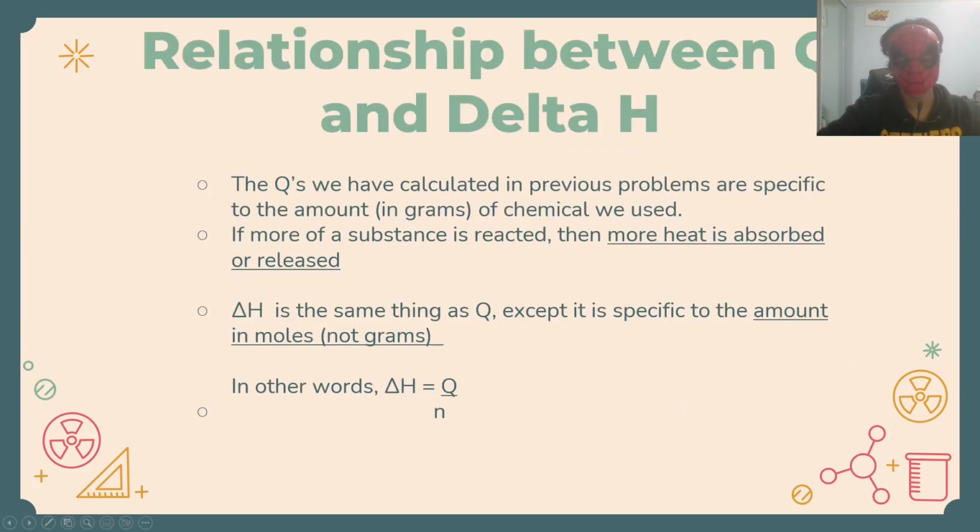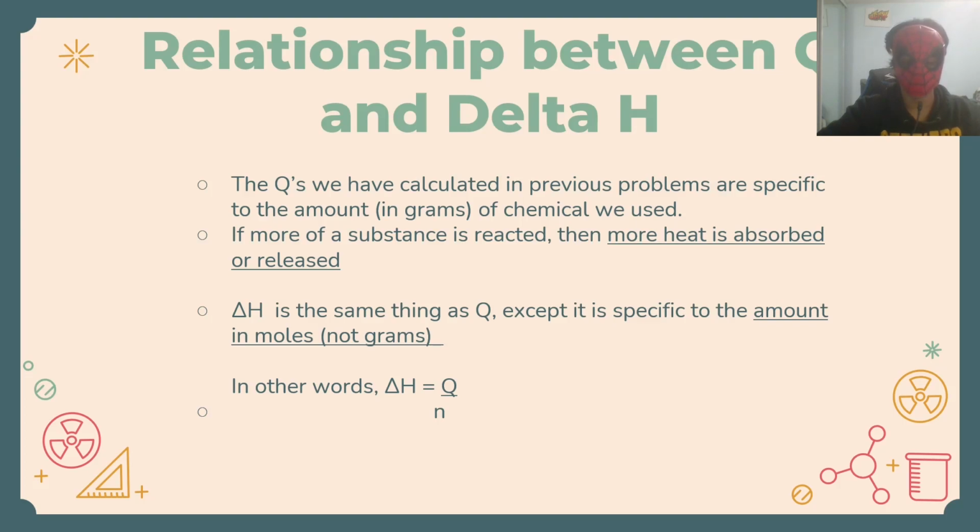So in this slide, we will discuss the relationship between heat, Q, and enthalpy change, delta H, in a chemical reaction. We have learned that heat absorbed or released, Q, in a reaction is specific to the amount of substance in grams. If more of a substance is reacted, then more heat is absorbed or released. On the other hand, enthalpy change is the same thing as Q, except it specifies to the amount of moles, not grams. This means that the enthalpy change delta H is independent of the amount of substance used.